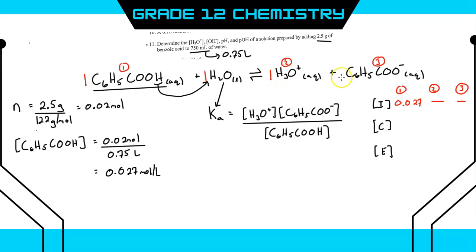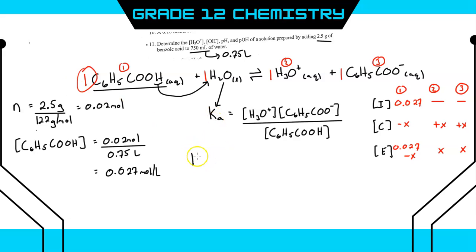Then what happens is now we can look at our molar ratios. Now it is all 1 to 1 to 1 to 1 to 1, which is good. So we just have plus X and plus X. So hydronium and benzoate, we get plus X and plus X. And similarly, with this 1 to 1 ratio, this one's going to lose a certain amount of X. And they're going to end up with equilibrium concentrations of X, X, and 0.027 minus X.